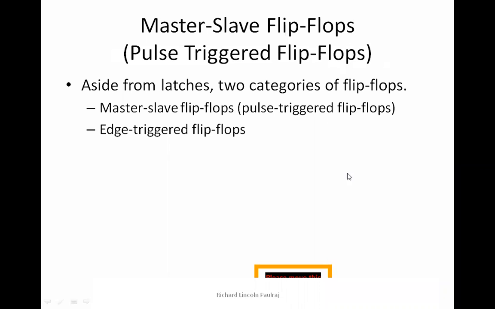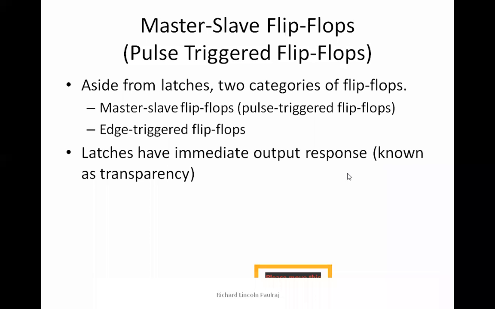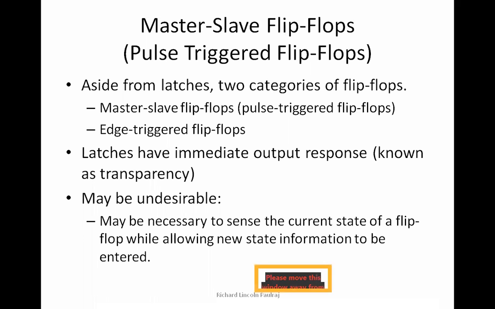Fine. So latches have immediate output response. This is known as transparency, which means as soon as you give an input, you can actually get your output just like your combinational circuits. So this may be necessary to sense the current state of a flip-flop while allowing new state information to be entered. So if I want to check what kind of information is available, for example, in an XOR gate, what happens? It will check the inputs. If the inputs are the same, then it's going to be 0. If it's different, then it's going to be what? 1.